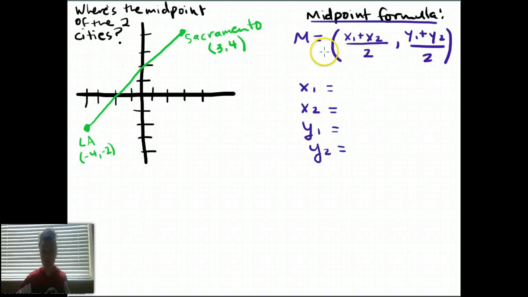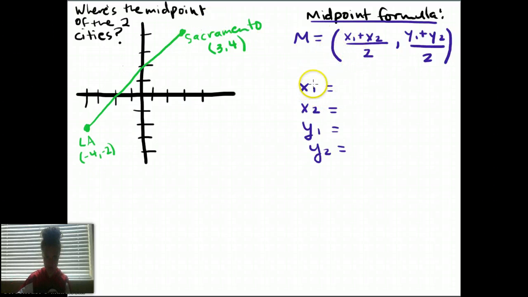Now, the midpoint formula tells us that if we add the x values of the 2 points we're given and divide them by 2, that's actually like taking the average of the x values, okay, which makes sense. That will give us the x coordinate. And then if we take the average, or if we add up the y values and divide them by 2, then we'll get the average height, which is the y coordinate of our midpoint, okay?